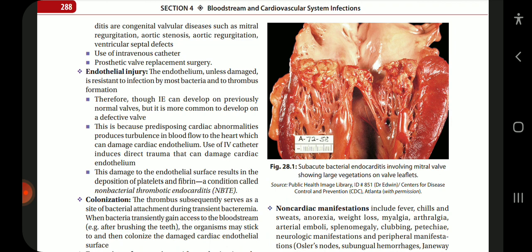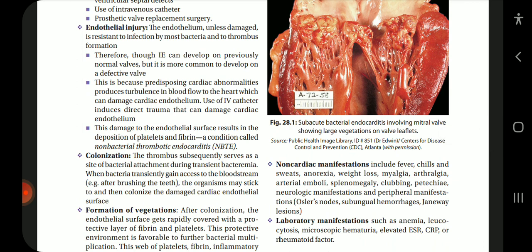Other than this, endothelial injury will occur. So the endothelium, unless damaged, is resistant to infection by most bacteria and to thrombus formation.